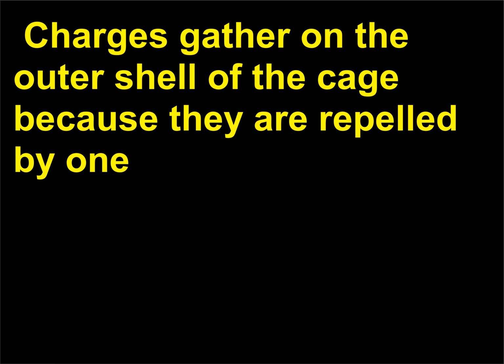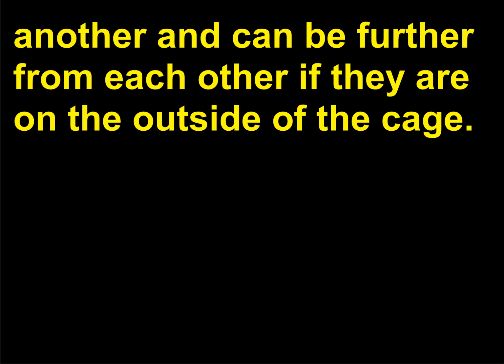Charges gather on the outer shell of the cage because they are repelled by one another and can be further from each other if they are on the outside of the cage. This results in no charge within the Faraday cage.